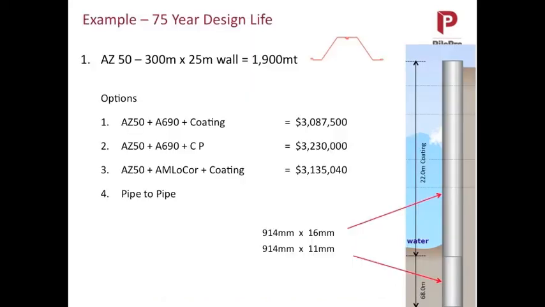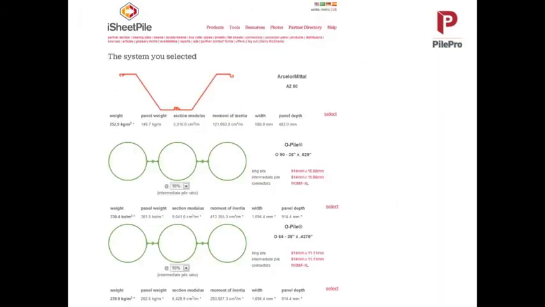Now I've costed out an actual project example using that standard sheet pile on a 300-meter wall, 25 meters long. I came to 1,900 metric tons. In a conventional solution, I would have used the sheet pile, maybe a steel grade enhancement, and maybe a coating system, and this was the cost. Maybe I used cathodic protection instead of the coating, and the cost changes a little bit. Maybe I use a different steel combination on a coating, and I get a different cost too. And then I looked at the pipe to pipe. I looked at a 914 by 16 millimeter on the top with an 11 millimeter thickness on the bottom.